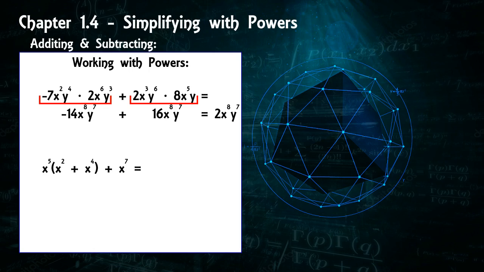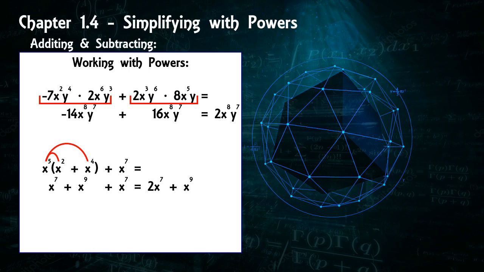exercise, we first have to multiply out the brackets using these arches. This gives us x to the power of 7 plus x to the power of 9 plus an additional x to the power of 7. The x to the power of 7's are like terms, so we end up with 2x to the power of 7 plus x to the power of 9.